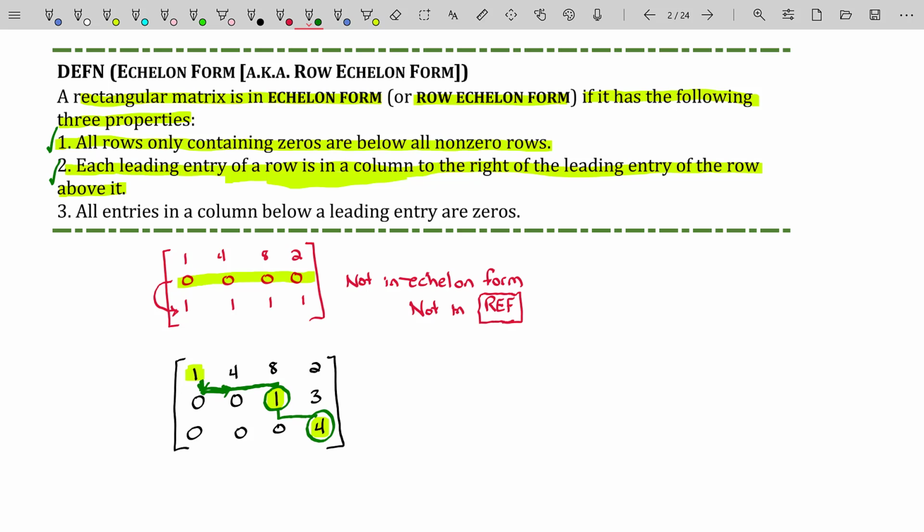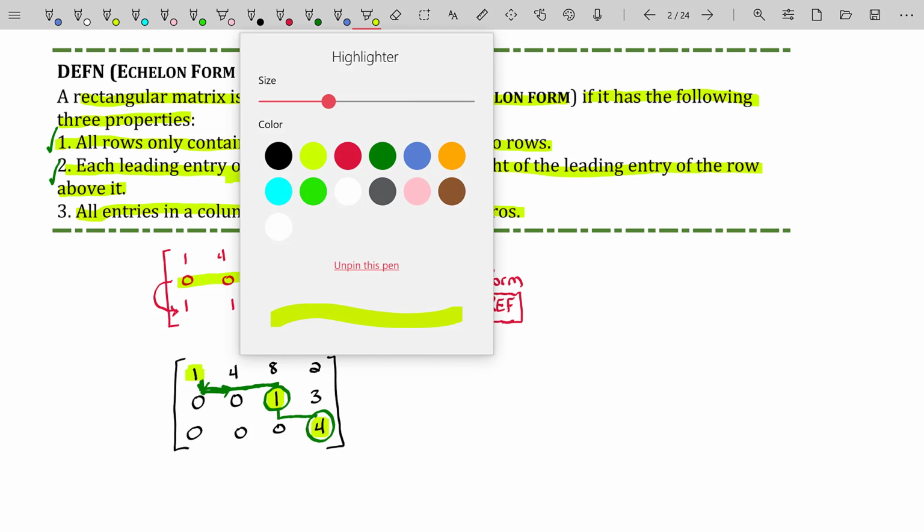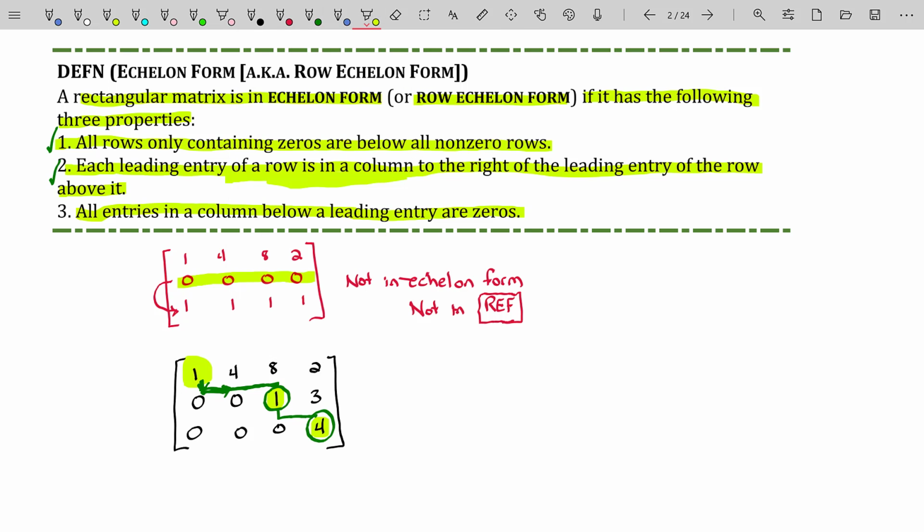And then the final condition for a matrix to be in echelon form or row echelon form is that all entries in a column below a leading entry must be 0. And out of habit, that's what I did here. So if you take a look at, for example, all the entries below this leading entry, well, that entry below that leading entry is 0, and so is this one. So it satisfies number 3, that third condition. And this leading entry, notice the number below that is 0. So again, that satisfies this third condition.